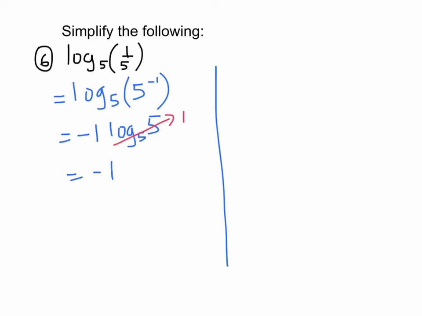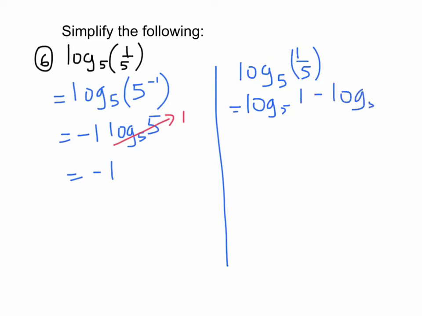Now the other method would have been to notice that you could have written it as a division, 1 divided by 5 over here, and then you can use the division log rule, which means you split it into log to the base 5 of 1, take away log to the base 5 of 5. And hopefully you remember that if you have a log of 1, that equals 0. And if you have log of the same number, basically you get a 1. So you have 0 take away 1, which is negative 1.